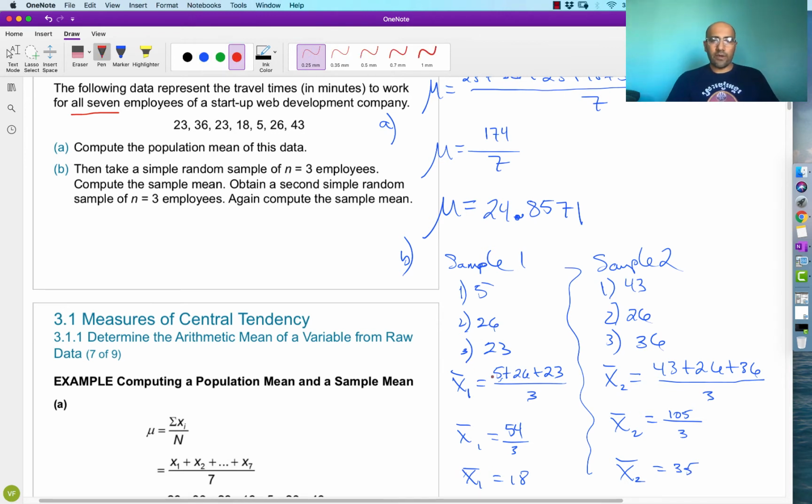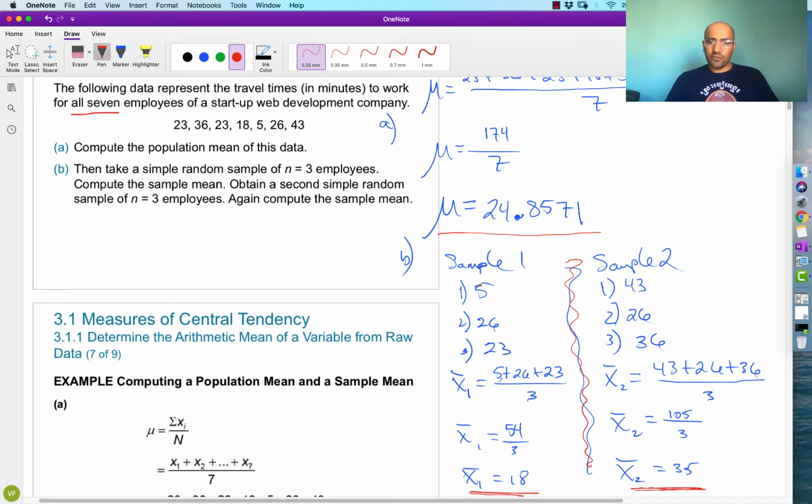Notice how far away these are. The mean of the population was 24.8571, but sample 1 gave us a result of 18, and sample 2 gave us a result of 35, both fairly far off from the 24, right? So we see that that's not totally uncommon.